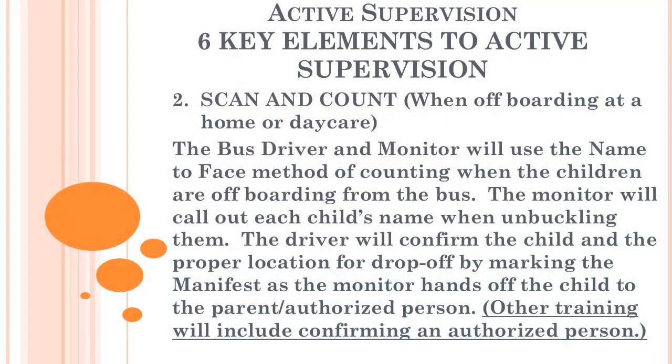Another part of the scan and count is when you're off-boarding at home or a daycare. The bus driver and monitor are to use the name-to-face method of counting when the children are off-boarding from the bus, same as before. The monitor calls out each child's name when unbuckling them, same as before. The driver will confirm the child and the proper location of the drop-off by marking the manifest as the monitor hands off the child to the parent or the authorized person. Notice the added step, you're going to make sure you have the proper location for this child. You're going to have other training that's going to include what it means to confirm an authorized person, but that's not part of this particular training.